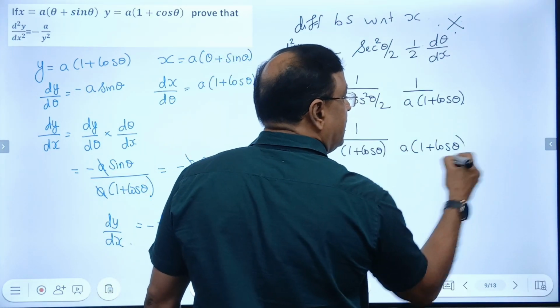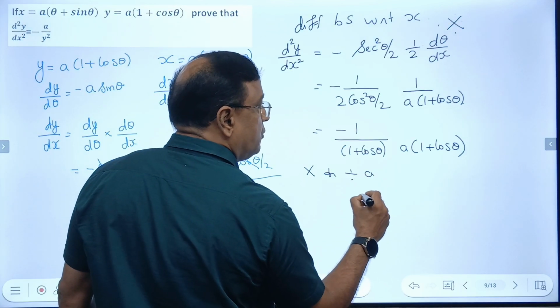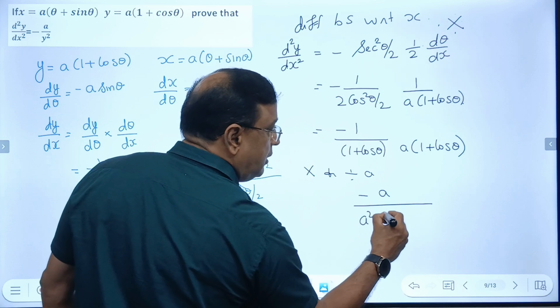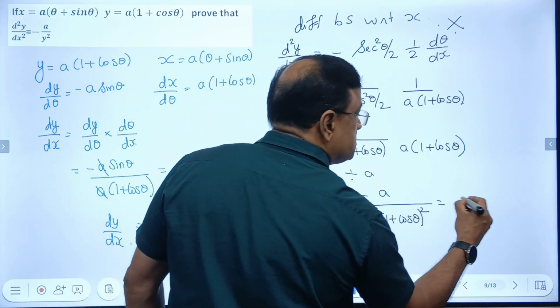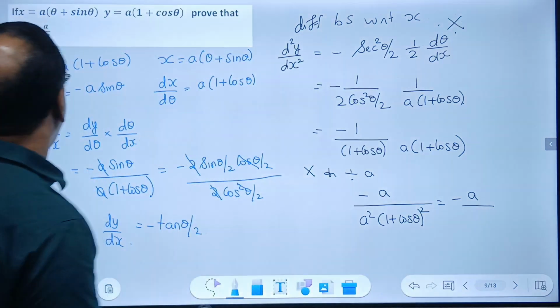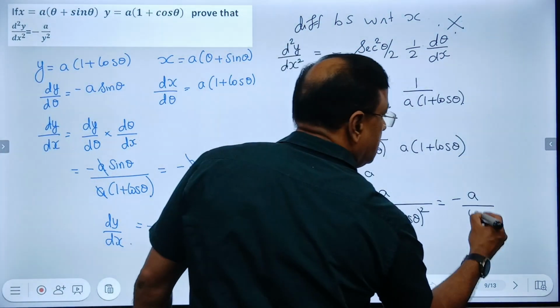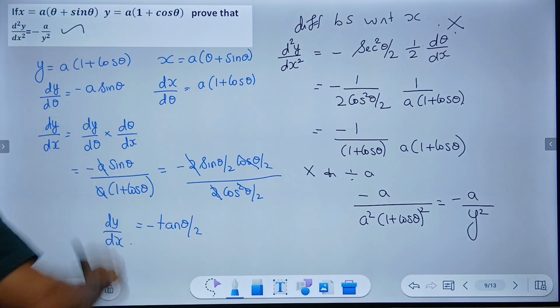This remains as it is. Now I multiply and divide by a. So I get minus a by a into a is a square, 1 plus cos theta the whole square, which is minus a by, what is a square into 1 plus cos theta whole square? It is nothing but y square. This is exactly what I wanted to prove.